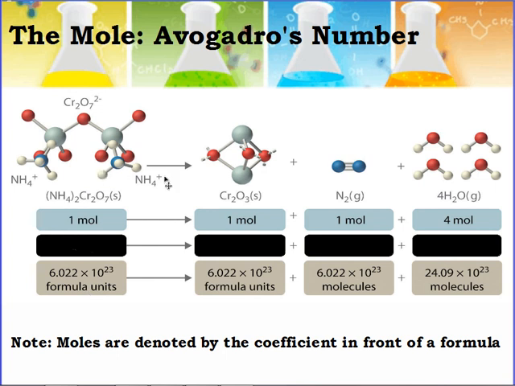This compound decomposes into this ionic compound, which is also Avogadro's number of formula units, and it decomposes into this diatomic molecule. Since it's diatomic, instead of saying atoms, we use the word molecules. And then finally, we have water. I see this number 4 here that I didn't see before. Well, that's okay, because what that number tells us is that we have 4 moles of water.